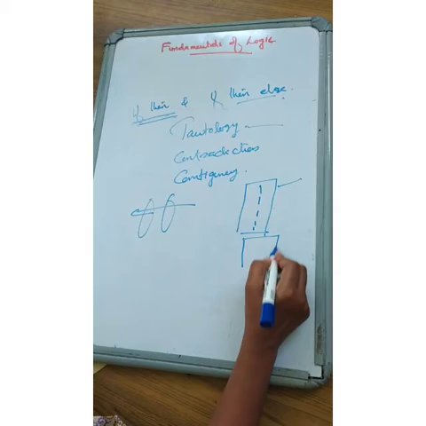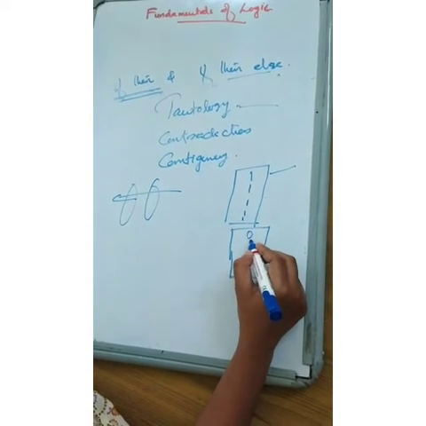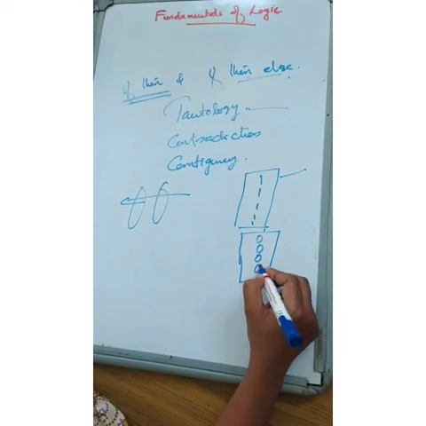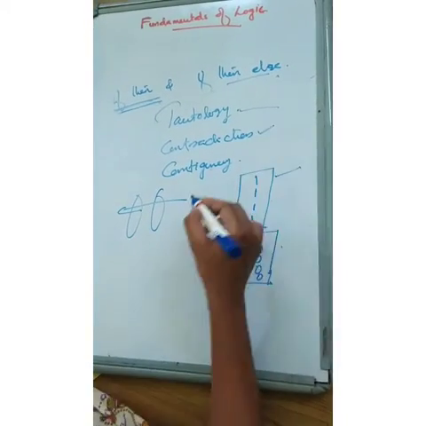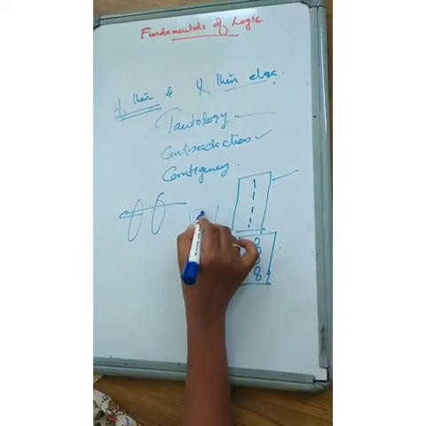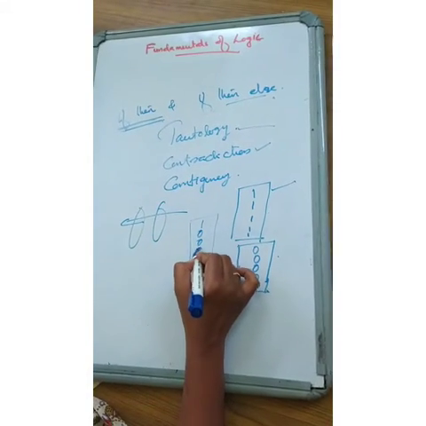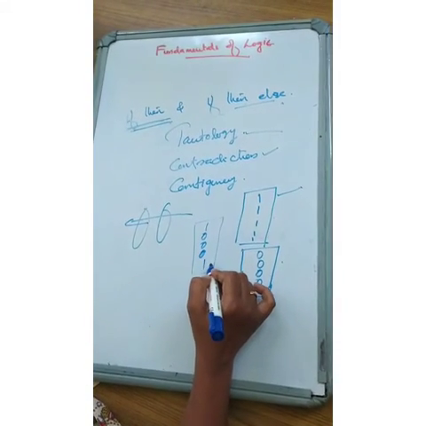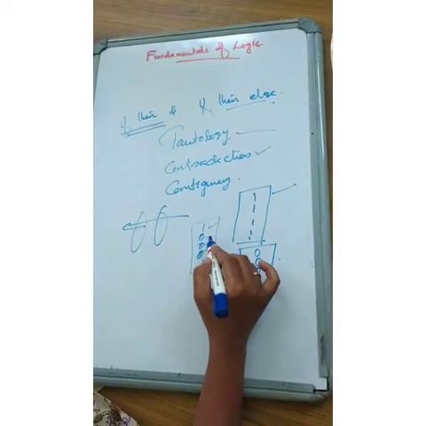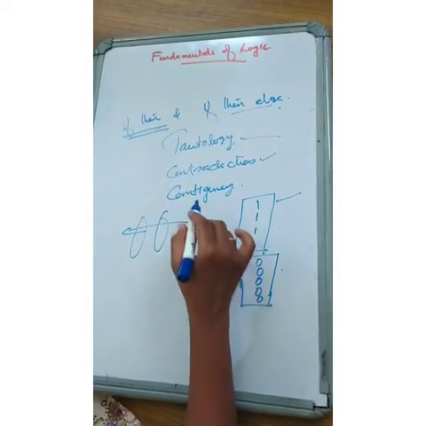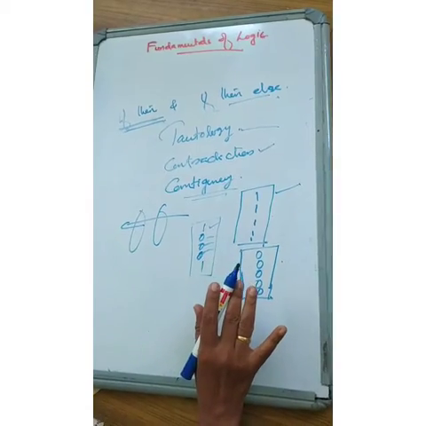If the last column of the truth table is completely 0, that is false, then it's called a contradiction. If some of the values are 0 and some are 1, some true and some false, a mixing of 1 and 0, then it's called a contingency.